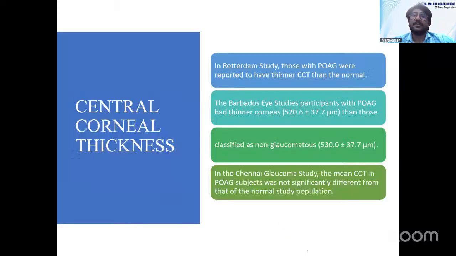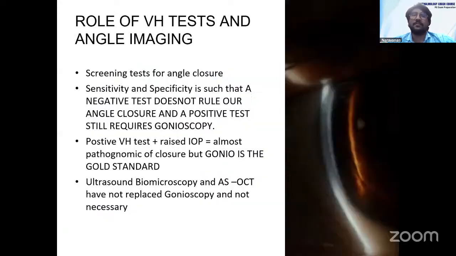Central corneal thickness has been looked at as a very important risk factor for the progression of glaucoma, especially in the OHTS and in many other population-based studies. So always mention the central corneal thickness. And always explain the Van Herick's grading, because that will give you an idea if there is going to be a sign of angle closure.